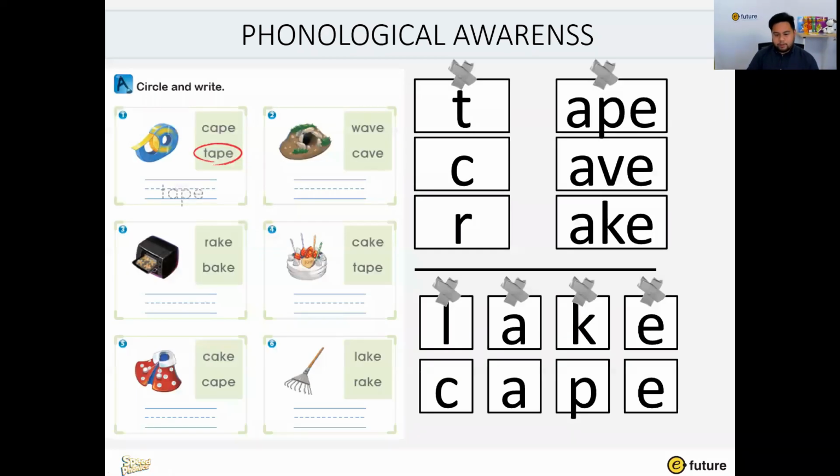Okay? So like here, this is kind of a visual example of what it is. So like one student would have the T, and their keyword is tape. Another student would have the ape. Okay? So then they would have to kind of go back and forth.